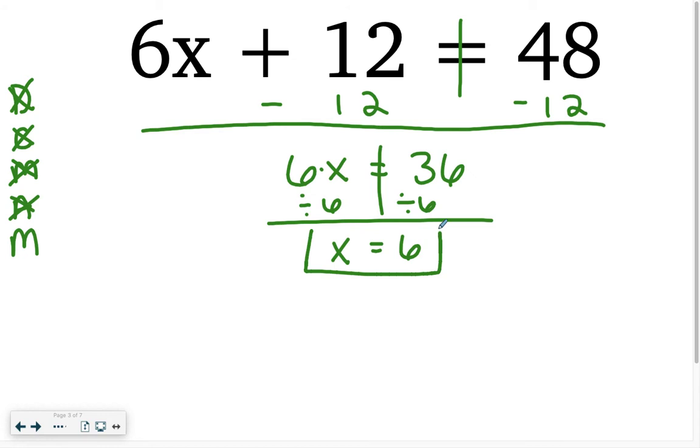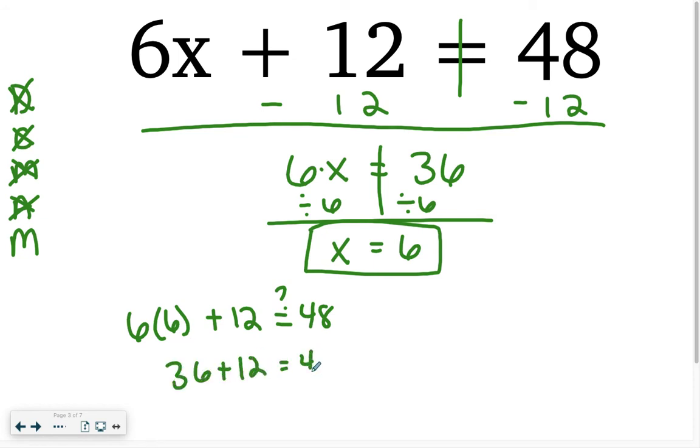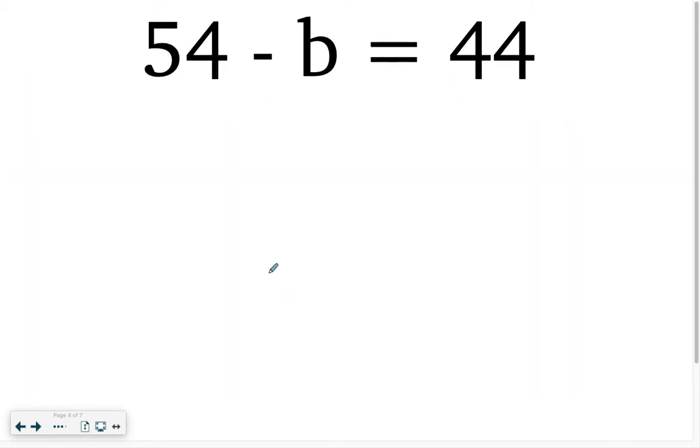And the way that you check that answer is you would do 6 times 6 plus 12, and you would see, does that equal 48? Well, 6 times 6 is 36. 36 plus 12 is 48. So I know my answer is correct, and I can move on.